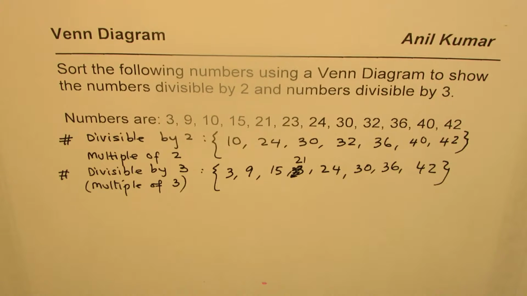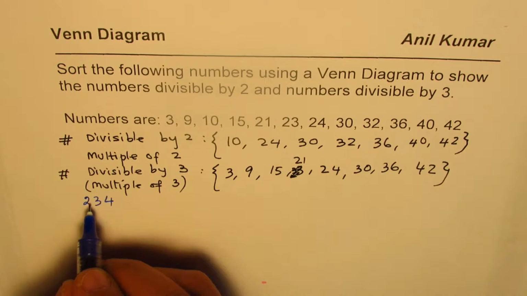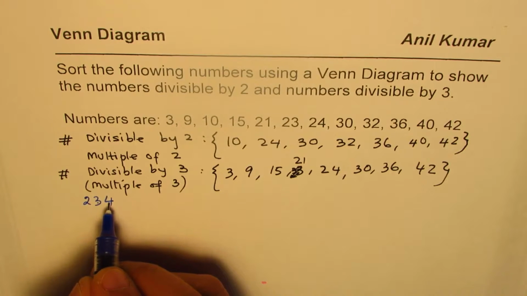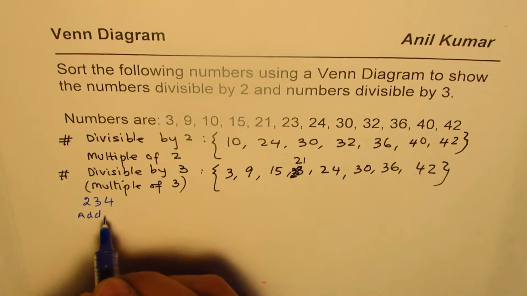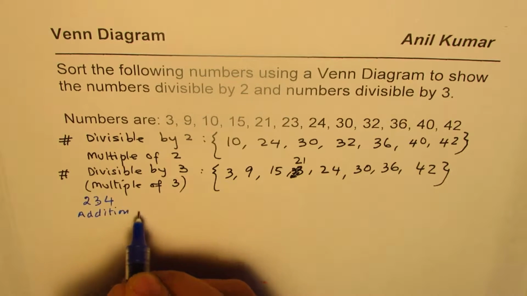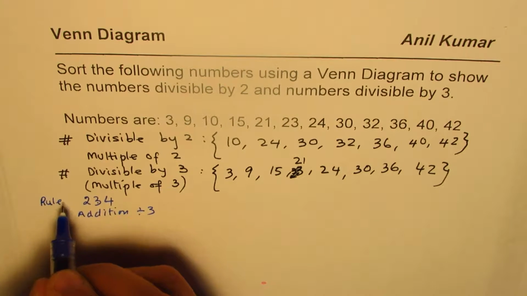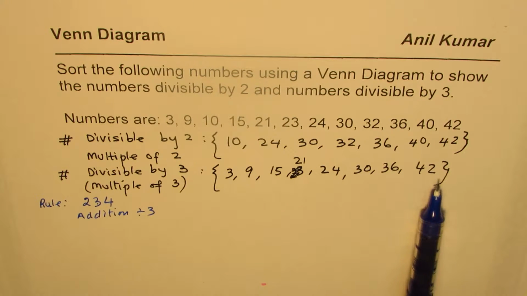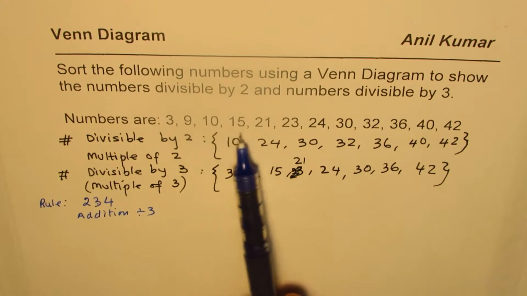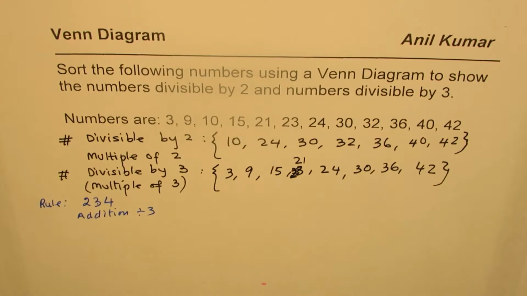Okay, so what we learned here is the divisibility rule. Divisibility rule is when you add the digits, let's say if I add number 2, 3, 4, 2 plus 3 is 5, 5 plus 4 is 9, right? So when you add, if the sum can be divided by 3, the whole number can be divided by 3. That's the rule, okay? That's the rule. So I'm not discussing the rule, but giving you the rule in short. So anyway, we found a list of numbers which are divisible by 3 from the given list of numbers. These are 3, 9, 15, 21, 24, 30, 36 and 42.